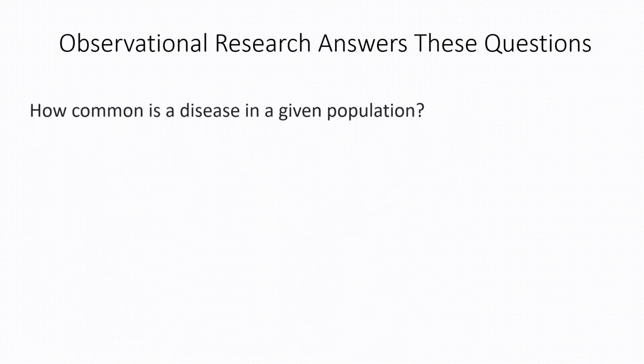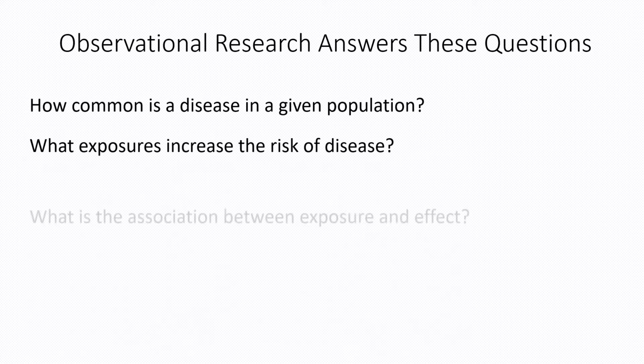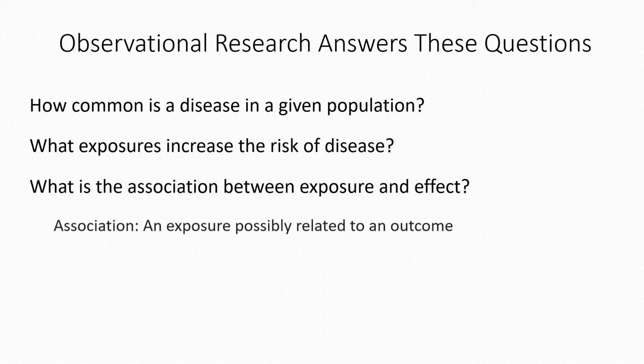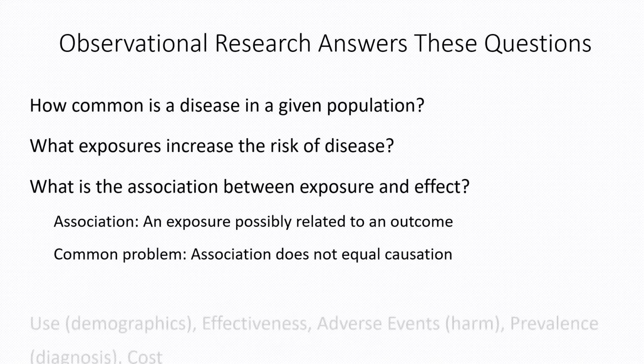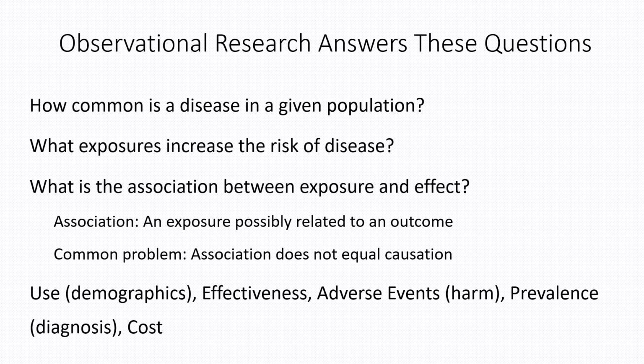Observational research answers these types of questions. How common is a disease in a given population? What exposure risks increase the risk of disease? What is the association between exposure and effect? Association is an exposure possibly related to an outcome, but a confusion that people get into is remember that association does not equal causation. Some of the other things that observational research does is it uses demographics, effectiveness, adverse events, prevalence, and cost.